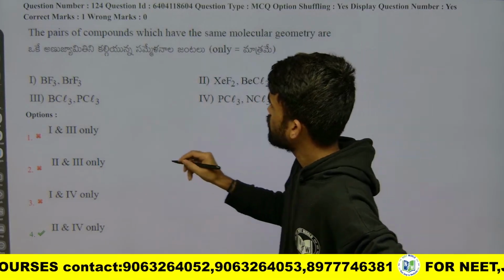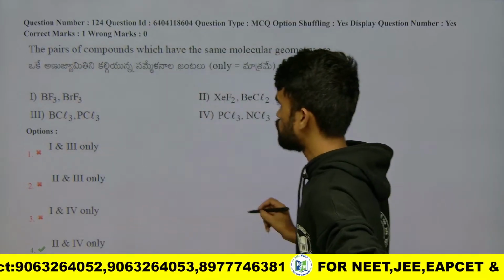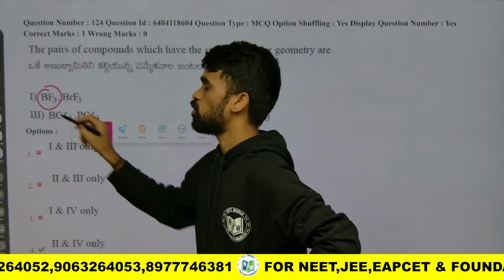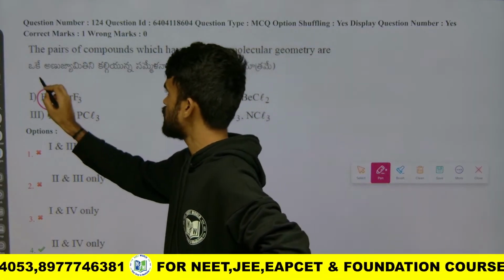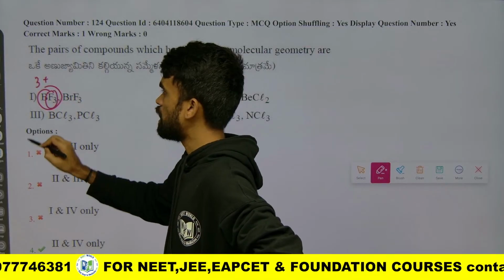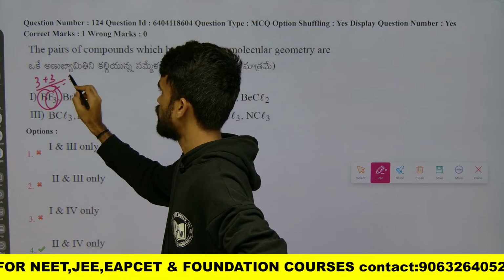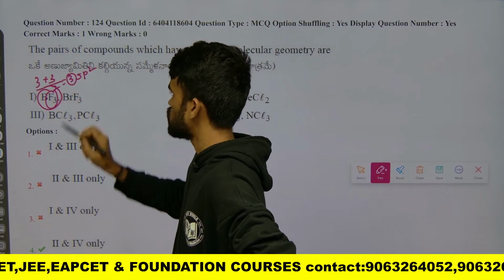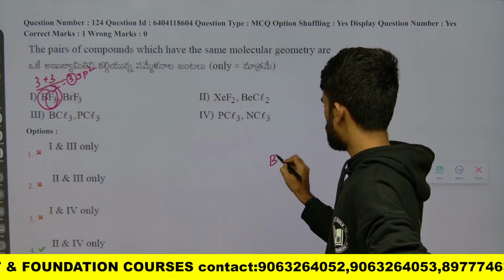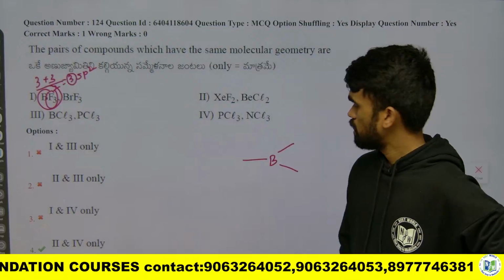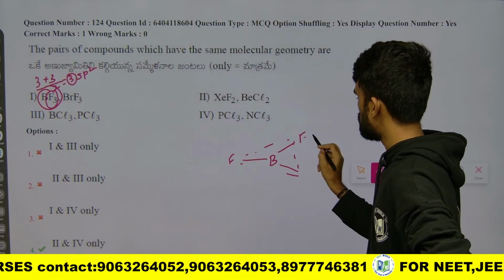Okay, let's try BF3. What structure or geometry will it have? Boron belongs to the 13th group, so 3 valence electrons, plus monovalent atoms, which are 3. So 3 plus 3, 6 by 2, you will get 3 again. It means sp2 hybridization. sp2 hybridization means 3 orbitals are there, so center boron, like this. Now it will have trigonal planar geometry.